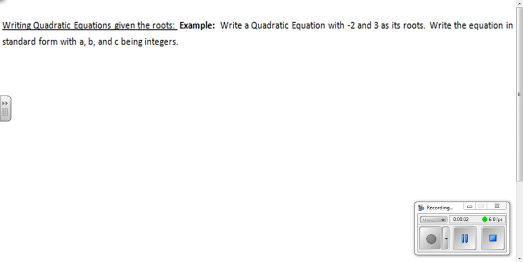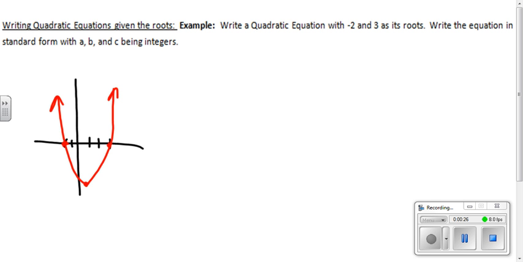Continuing on with our 6.3 lesson, we're looking at writing equations when we're given the roots. Essentially, we are given on the graph where the parabola hits the x-axis. In this case, maybe it's at -2 and 3, so we have a parabola that looks a little something like this. We need to write the equation for that. We know the roots, but we don't know what the equation is.